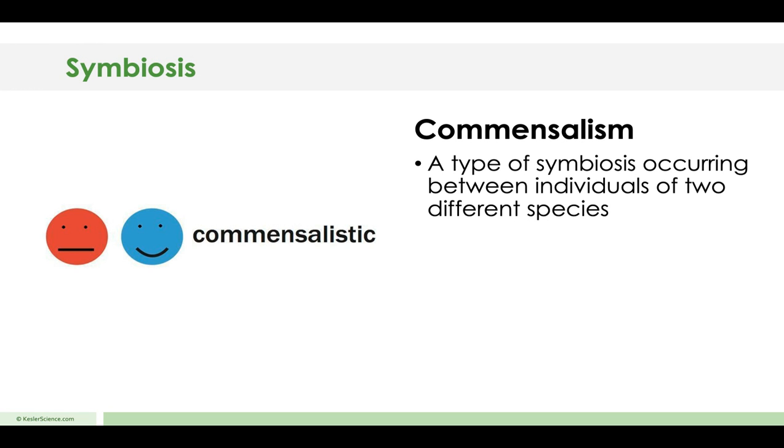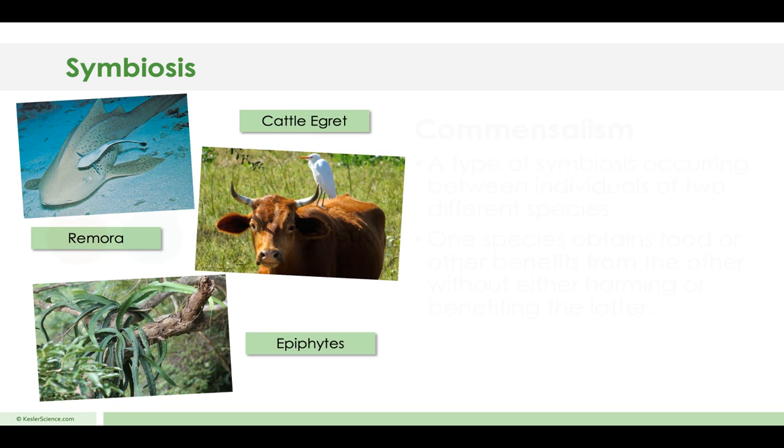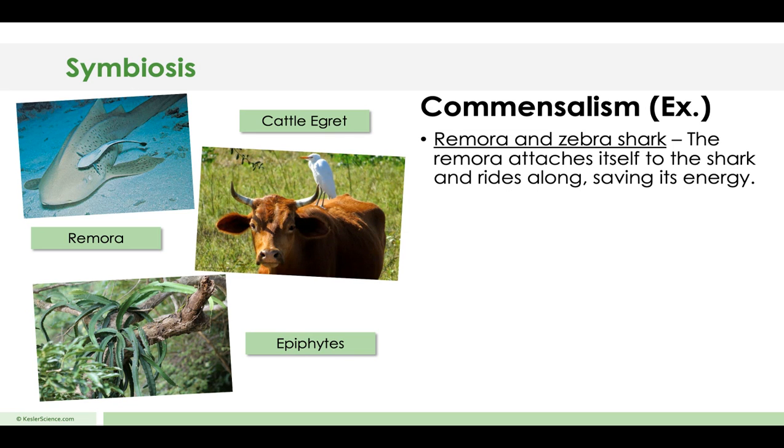Commensalism is a symbiotic relationship where there are two different species of organisms, and one species benefits and the other is not helped or harmed. Some examples of commensalism are between the remora and the zebra shark. The remora attaches itself to the shark and rides along. It saves energy. It gets some protection. The zebra shark, on the other hand, is not helped or hurt by this.